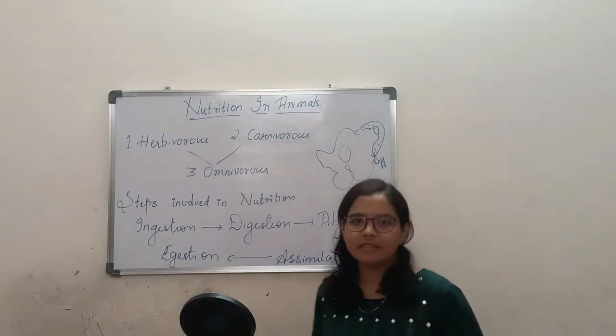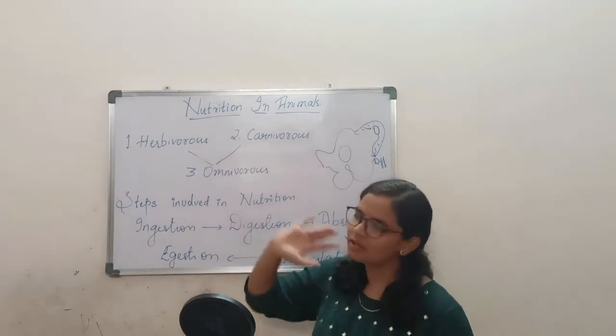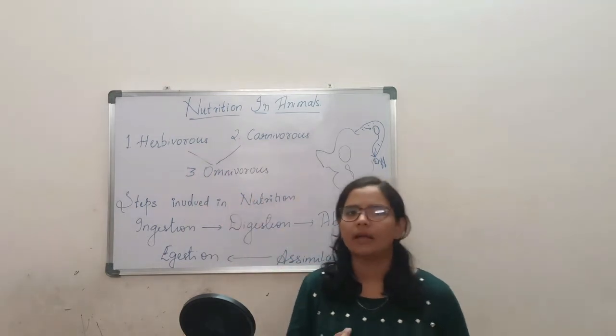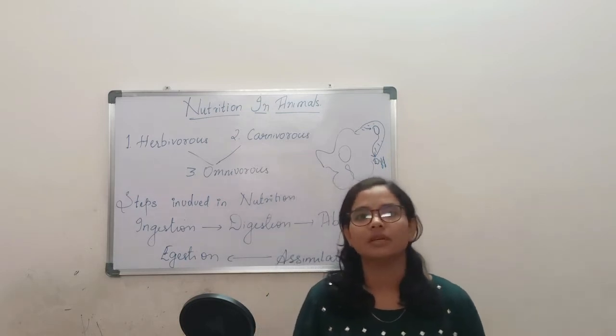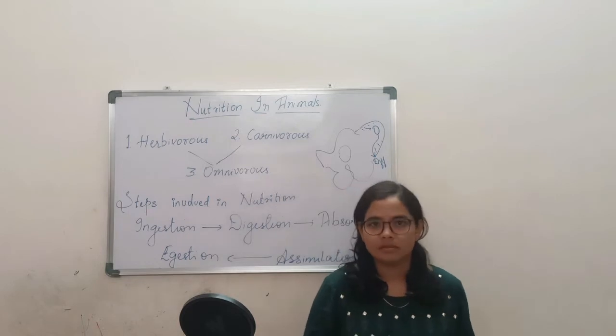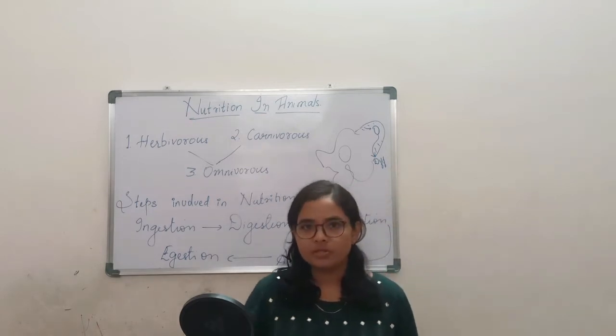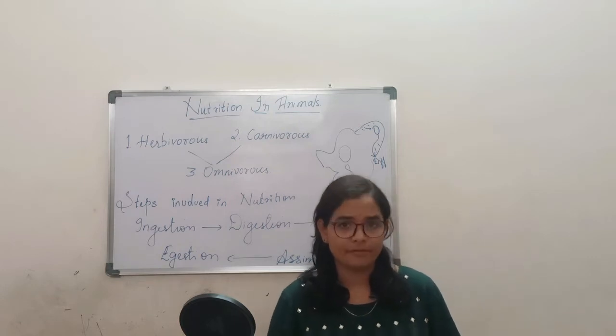So, nutrition in animals. Without wasting much time, I'll start with the types of nutrition. I already told you what a nutrient is. A nutrient is something that we consume for getting energy as well as for the biosynthesis process. So nutrition is acquired in different forms. Animals acquire it in different forms.